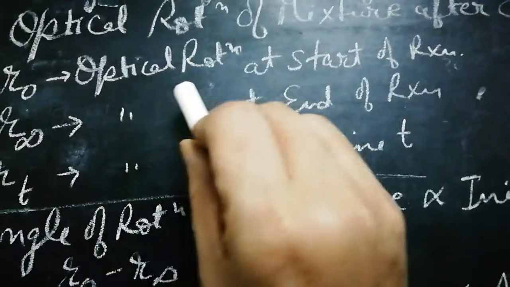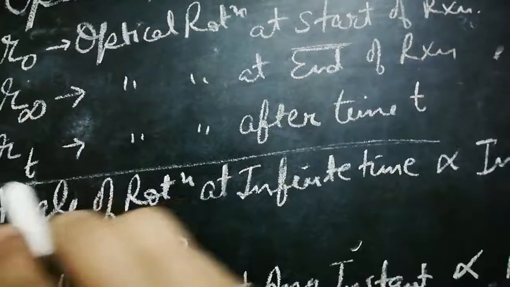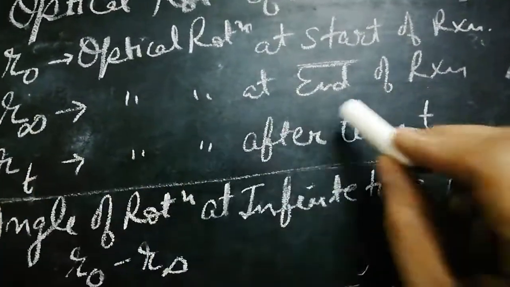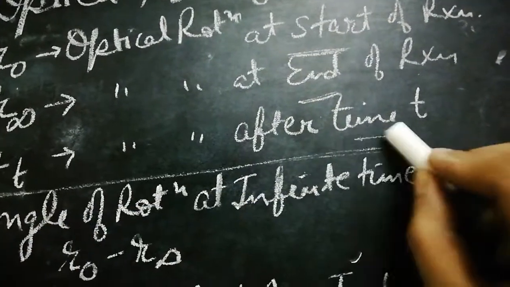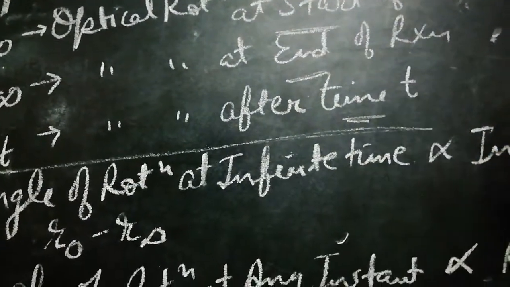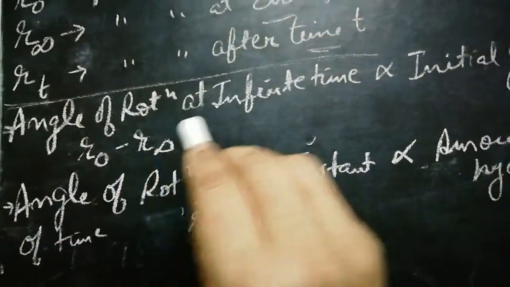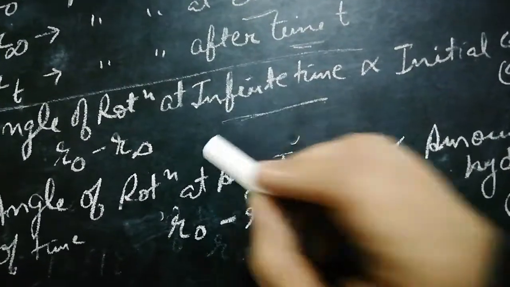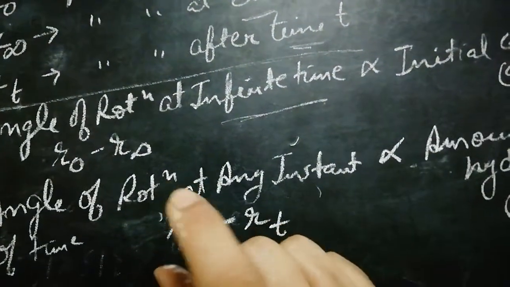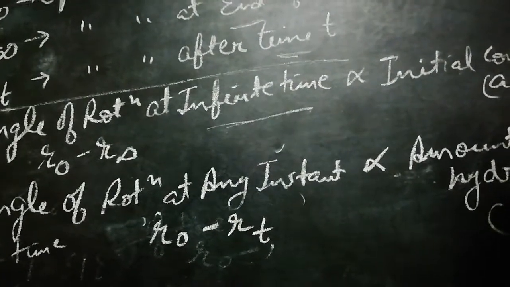So let us suppose that R naught is the optical rotation of the mixture at the start of the reaction. R infinity is the optical rotation at the end of the reaction, and Rt is the optical rotation after some instant of time t. So we can write that angle of rotation at infinite time. Infinite time means when the reaction is completed and the sucrose which you have taken is completely converted to the product mixture, that is glucose plus fructose.